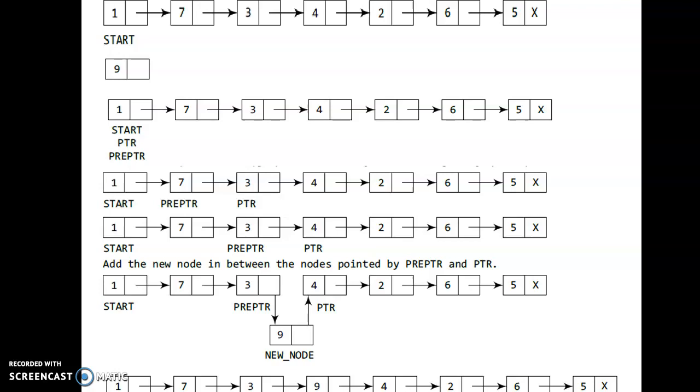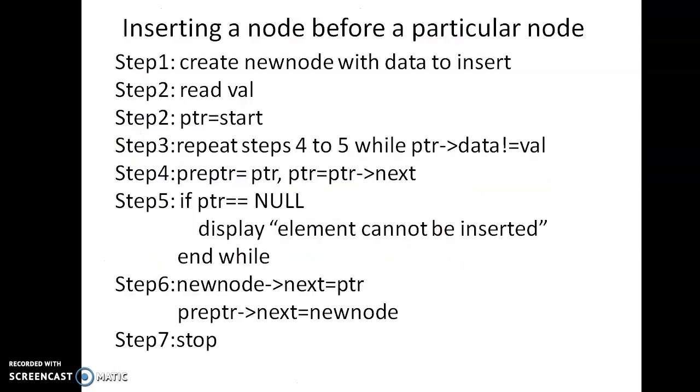As an example, in this example, they are asking us to insert 9 before 10. Is the 10 there? 10 is not there. So we have to tell that element is not found. For that particular purpose, whenever in this traversing process the pointer is equivalent to null, you are telling that the element is not present. That is, we cannot insert the element.